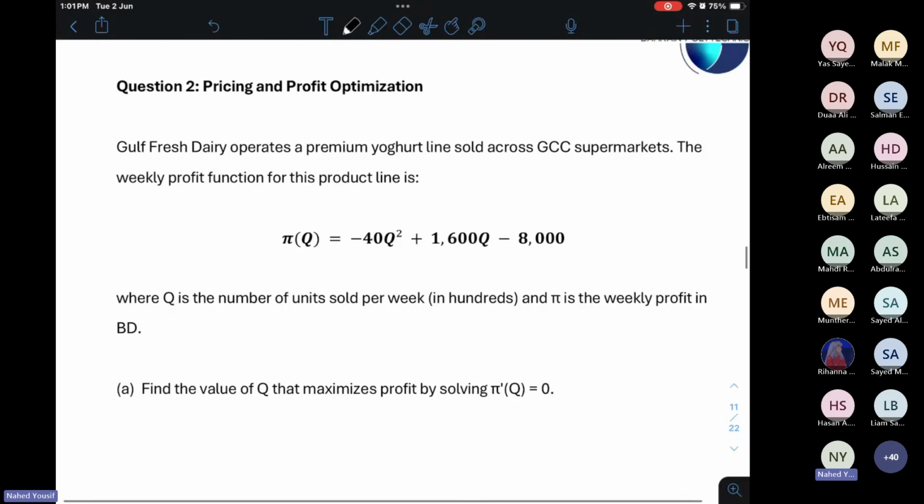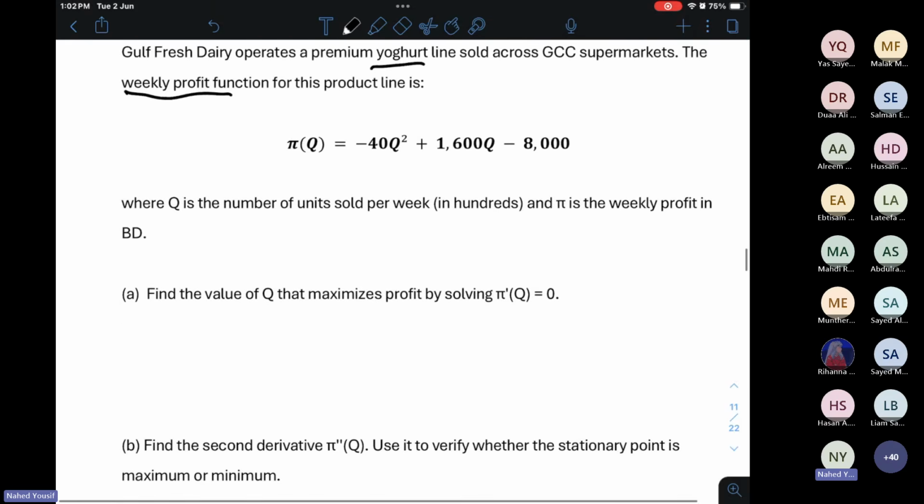Okay, for part 2, they are asking: Gulf Fresh Dairy operated a primary yogurt line sold across GCC supermarkets. They track weekly profit, so we get the profit function. No need to produce it. It's ready for you. This is what you made a mistake on in your midterm exam. It's given to you, where Q is the number of units sold per week in hundreds, and the profit is the weekly profit. Find the value of Q that maximizes your profit.